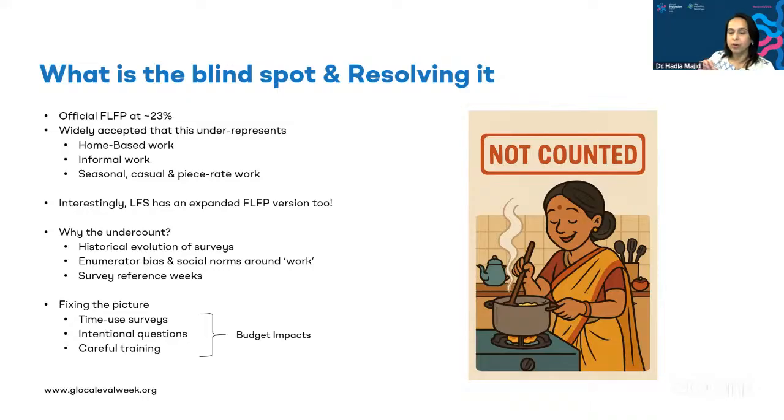There's not just a blind spot as far as they're concerned, but there might even be a blind spot as far as the woman is concerned. So how do I fix this picture?